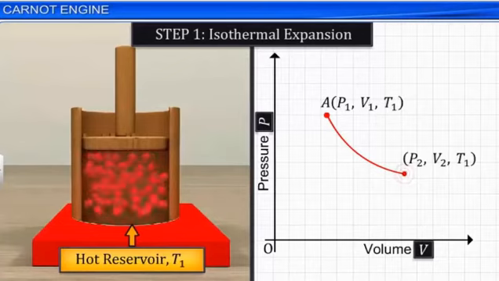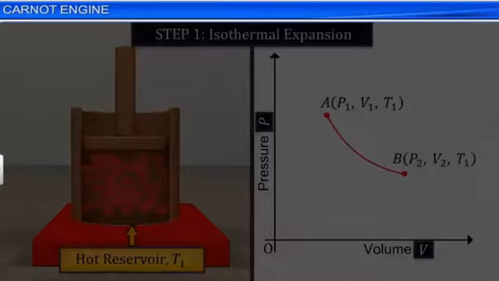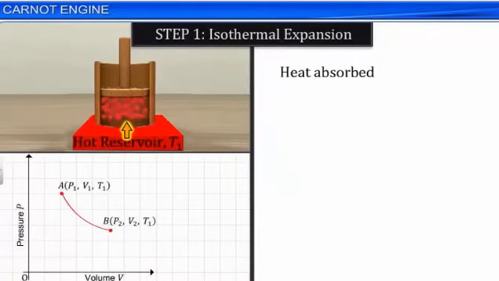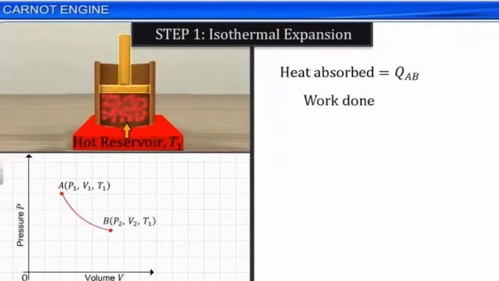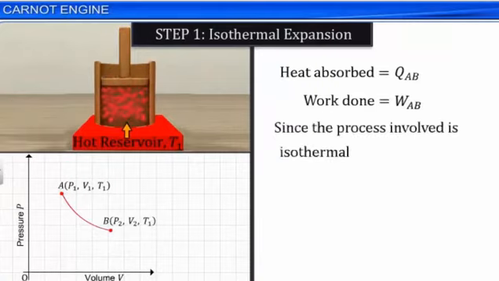For an isothermal process, there is no change in the temperature of the system, and hence the change in the internal energy is zero. Therefore, the heat absorbed by the system is equal to the work done by it. Therefore, for an isothermal process, the work done by the system WAB is equal to mu RT1 ln V2 by V1. Let this be equation 1.